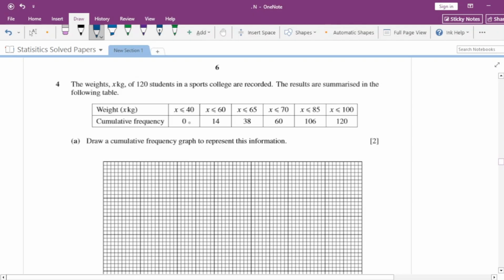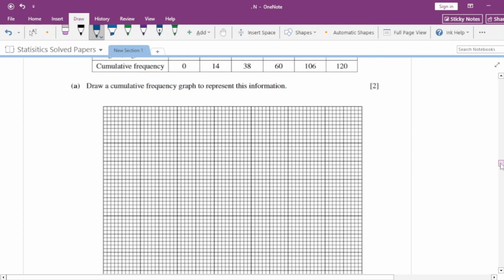Question number 4. The weights x kg of 120 students in a sports college are recorded. The results are summarized in the following table. Weight in kilograms, x less than 40, all of these data values, and then we have the corresponding cumulative frequency. Now we want to draw a cumulative frequency graph to represent this information.